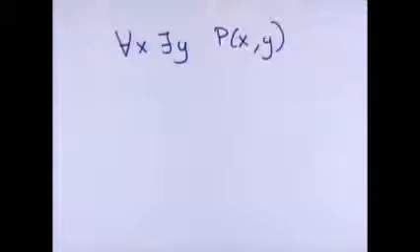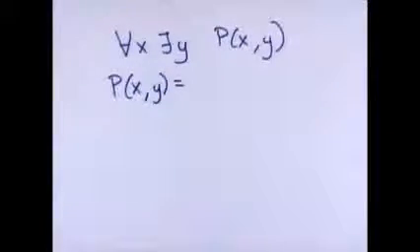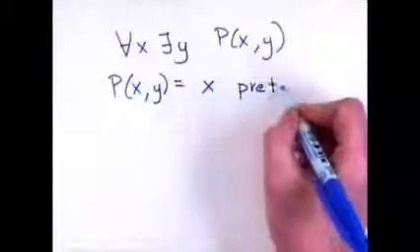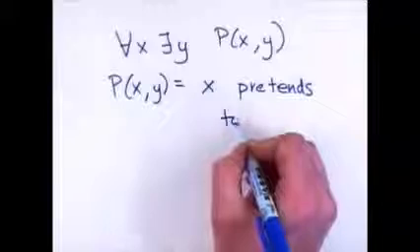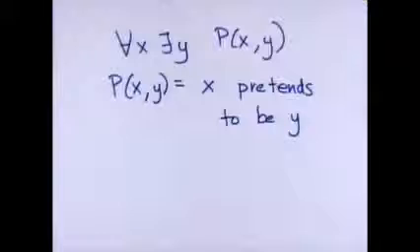All right, so we're talking about order matters. If I say for all x, there exists a y, let's talk about a statement that depends both on x and y. Let's say that p of xy is equal to x pretends to be y. I just made up that function.